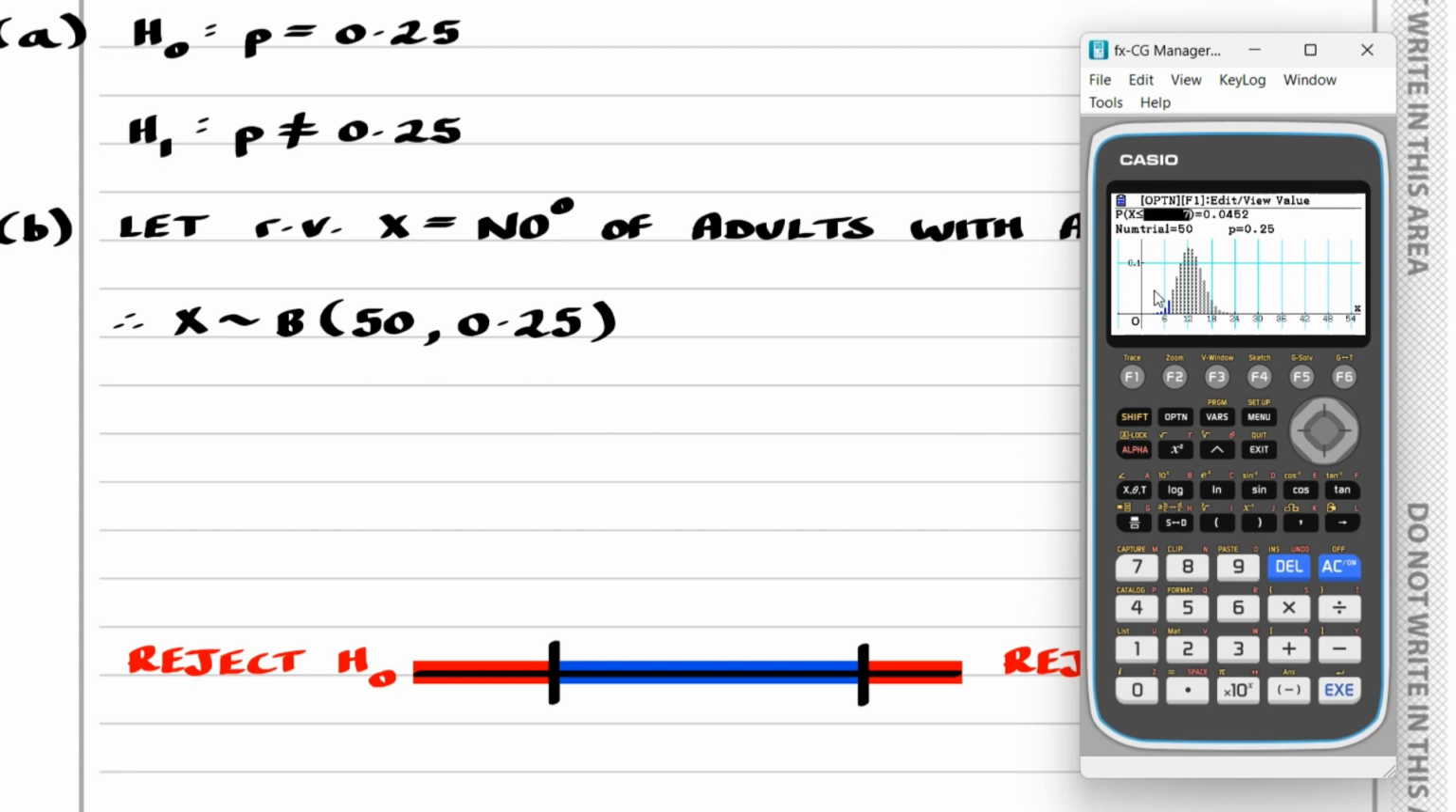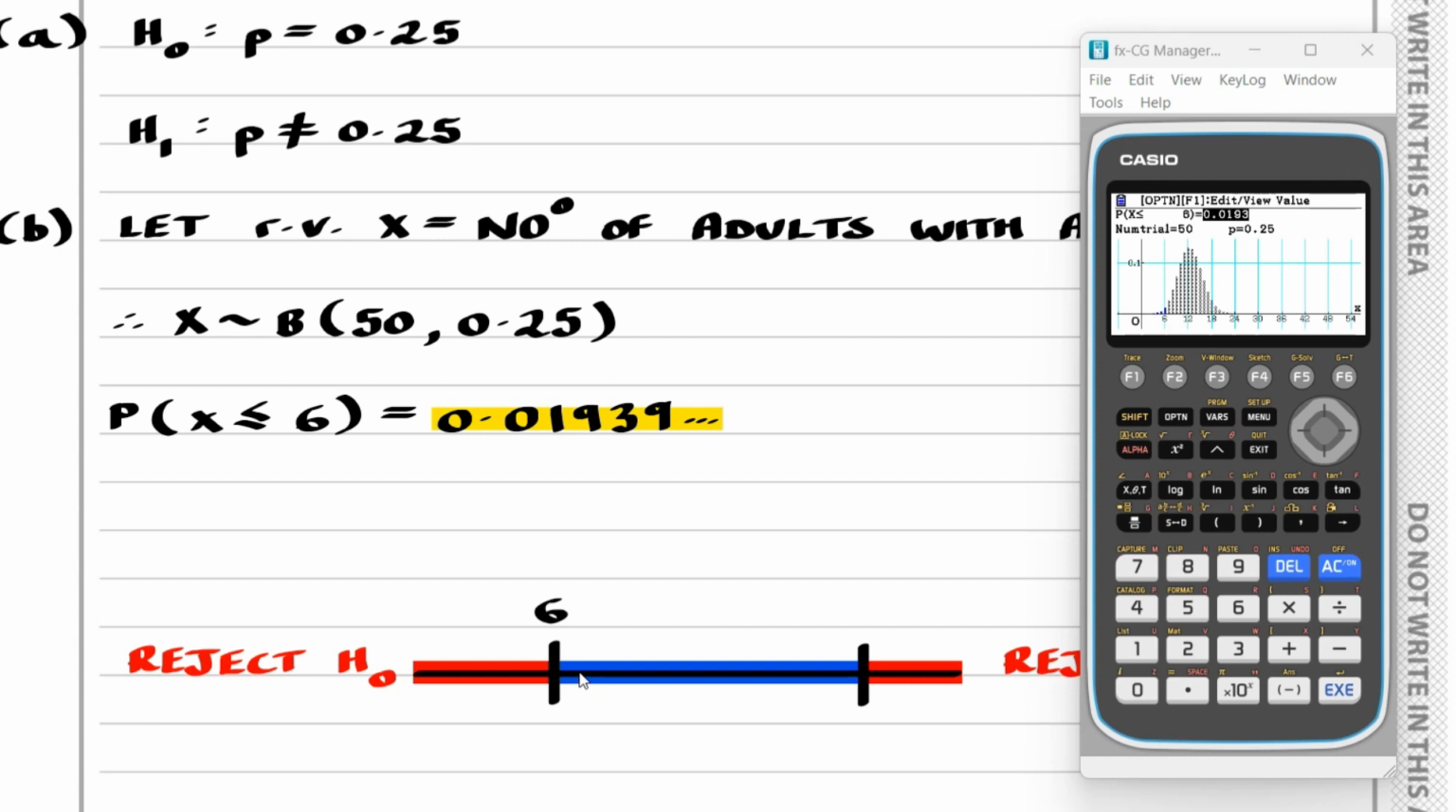So let's see what happens when x is equal to 6. When x is equal to 6, we get a value of 0.019, etc., which is closer to the 2.5%. So therefore, we have the probability that x is less than or equal to 6 equaling 0.01939, etc. And if we show this on our diagram, we have 6 shown here.